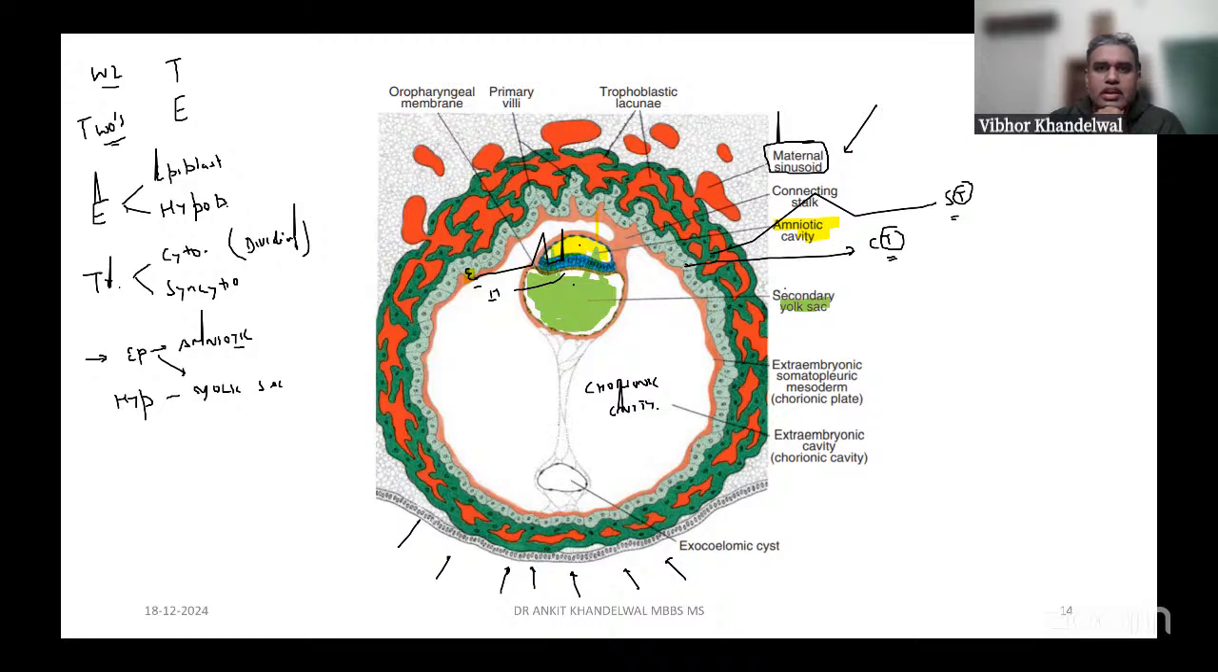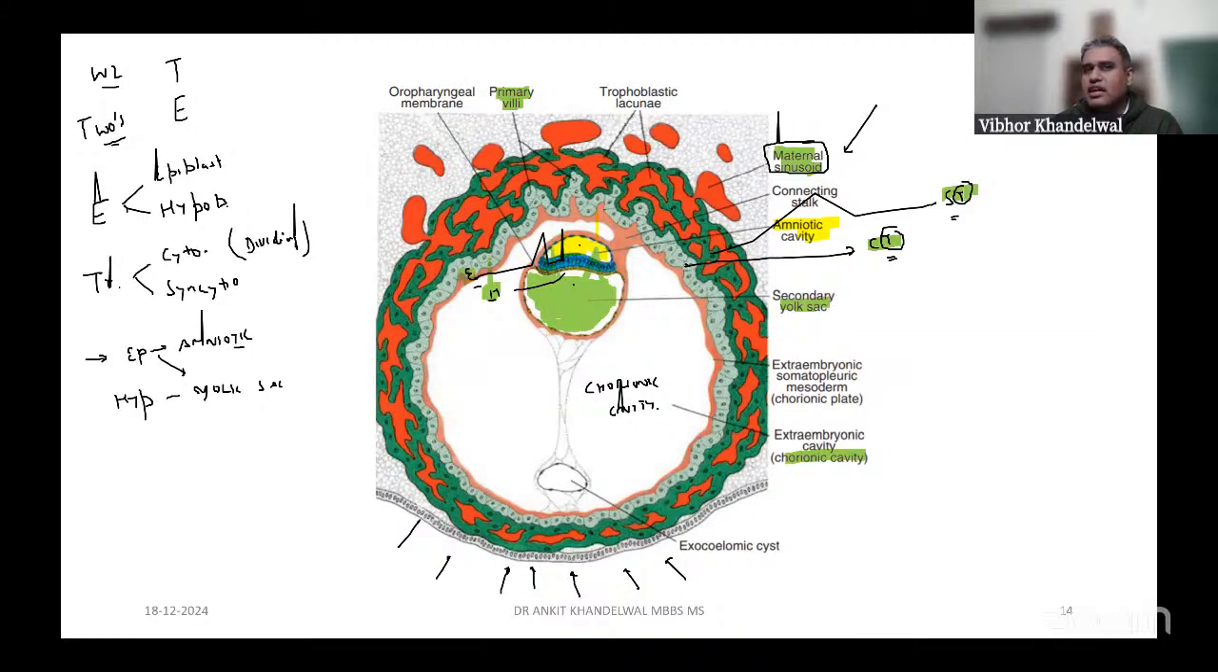What you are also seeing over here is a term known as primary villi. Let me highlight the important things, the minimum things that you need to label. Chorionic cavity you can label, then you can label this epiblast, hypoblast, cytotrophoblast, and syncytial trophoblast. These are things if you label, that will be good. This is happening in week 2 only.